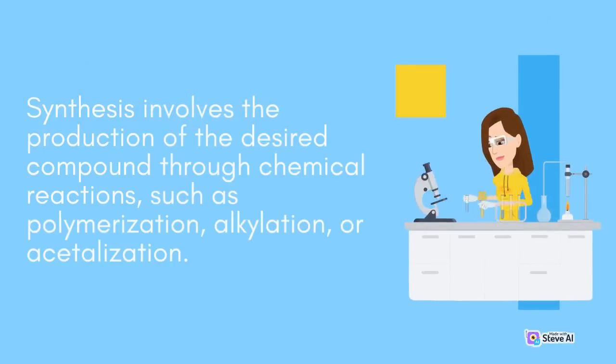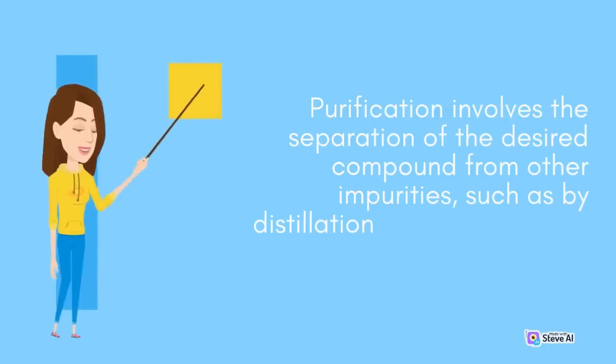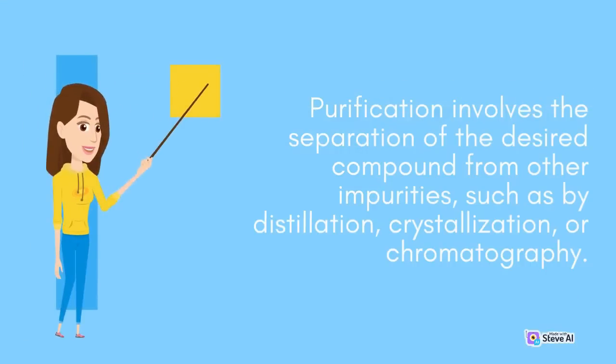Synthesis involves the production of the desired compound through chemical reactions, such as polymerization, alkylation, or acetylization. Purification involves the separation of the desired compound from other impurities, such as by distillation, crystallization, or chromatography.